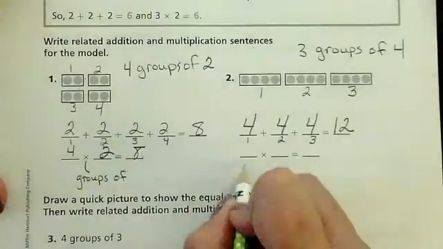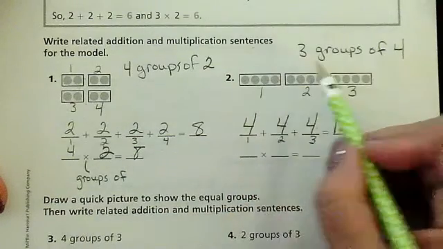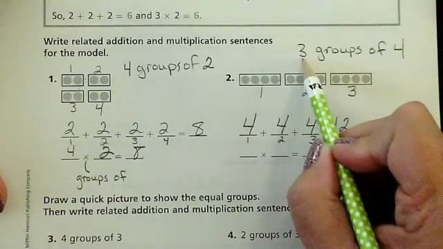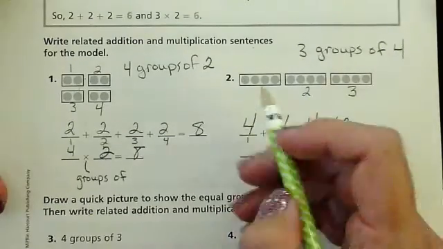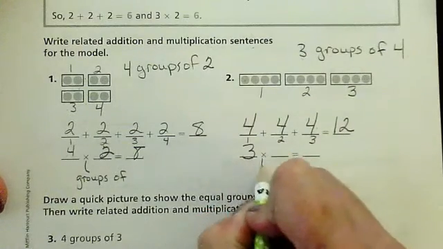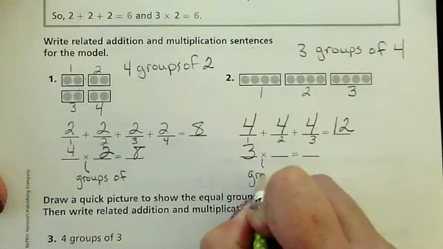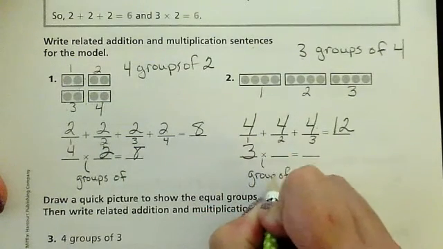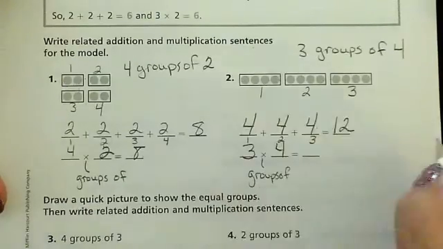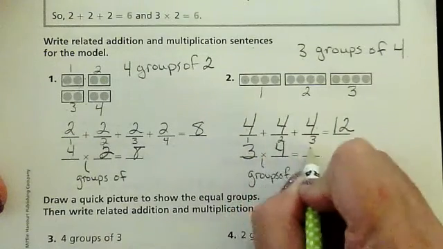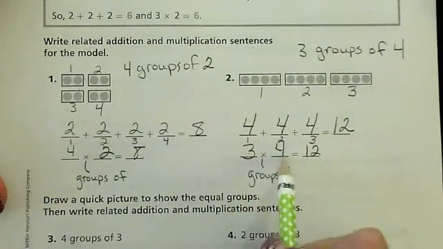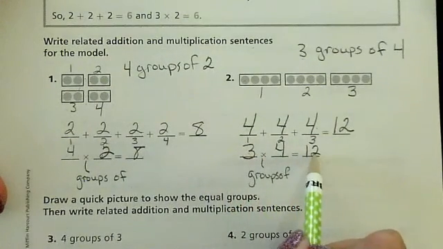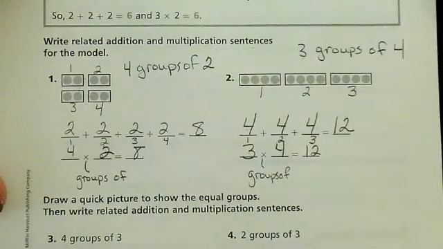Or I could write a multiplication problem. I already know my factors. I have 3 groups of 4. So 3, remember, the multiplication sign stands for groups of 4. 3 times 4 is 12. 3 and 4 are my factors. 12 is my product. All right.